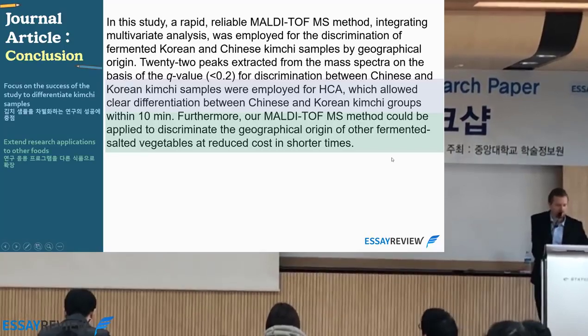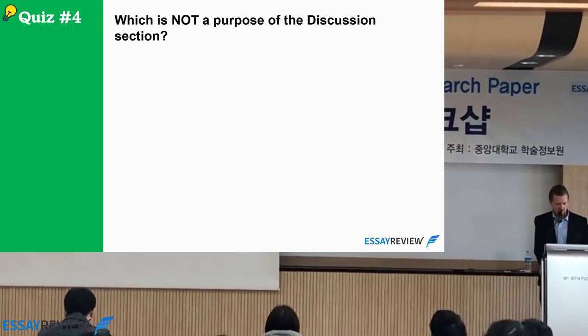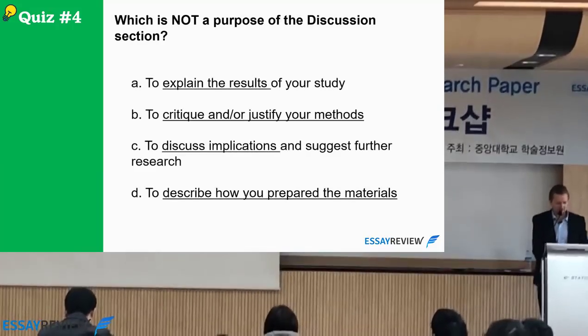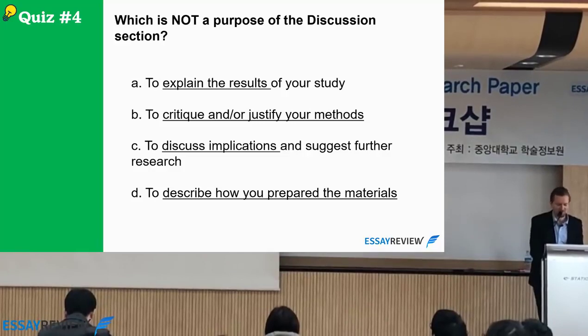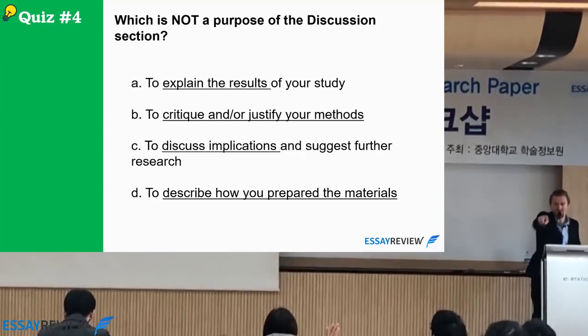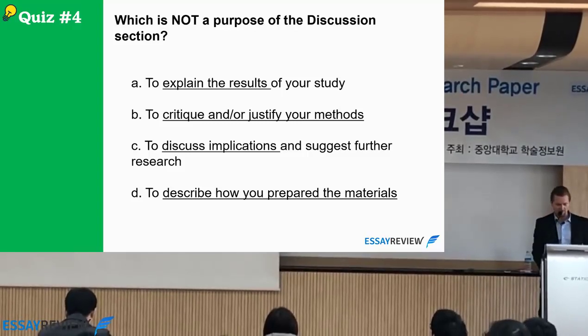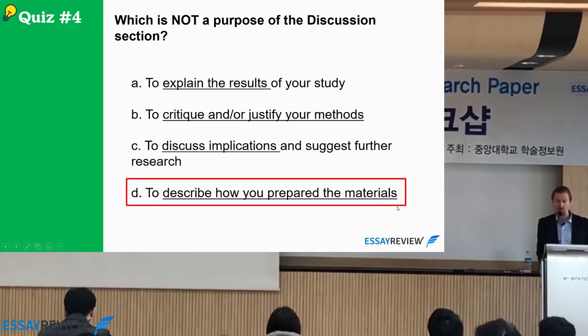All right, this is our discussion quiz, which is not a purpose of the discussion section. A, to explain the results of your study. B, to critique and justify your methods. C, to discuss implications and suggest further research. Or D, to describe how you prepared the materials. Yes? Which one? D. D again? Which is not a purpose of discussion. To describe how you prepared the materials. Bingo. Where do you describe how you prepared the materials, sir? Which section? The methods, yeah.